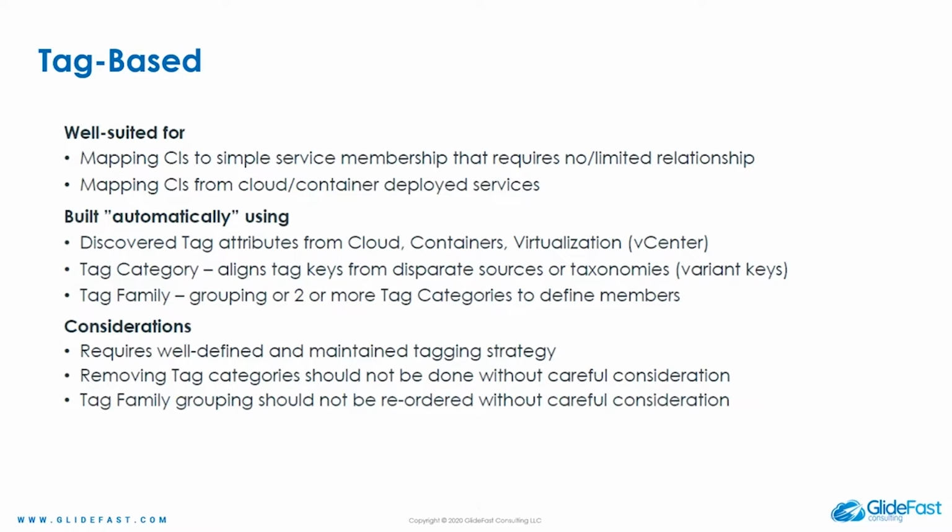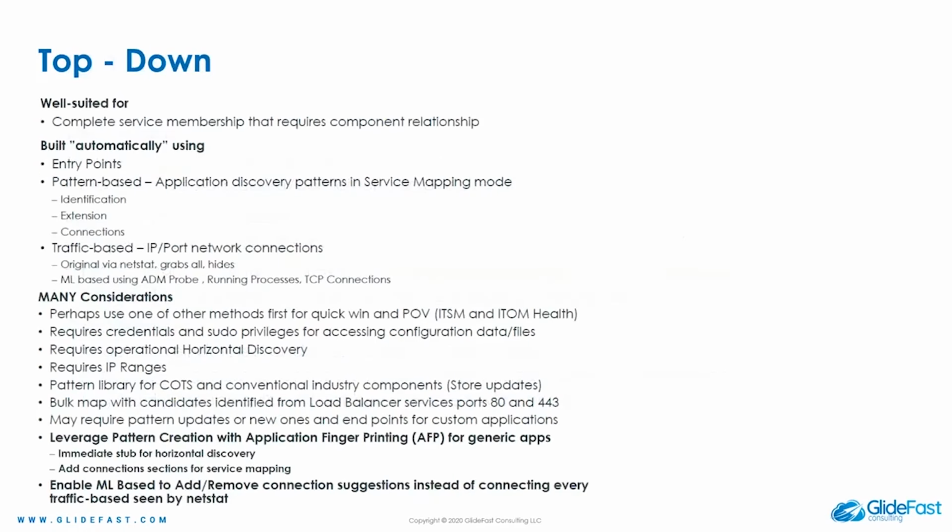You could do all of them, or you can just pick the ones that you want, or the client ones. Okay, and last one, top-down discovery. So this is the complete service mapping discovery that discovers all the relationships and components using the discovery patterns. You can also get recommended connections based on the traffic, which is based on Netstat and the application dependency probe.